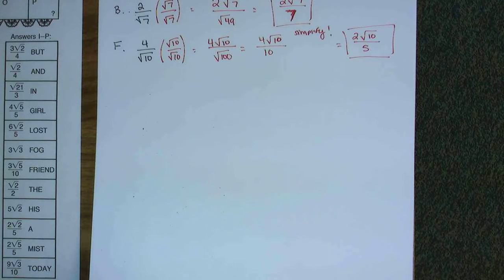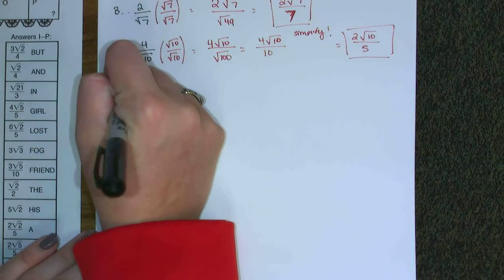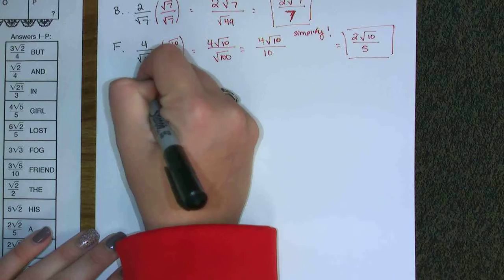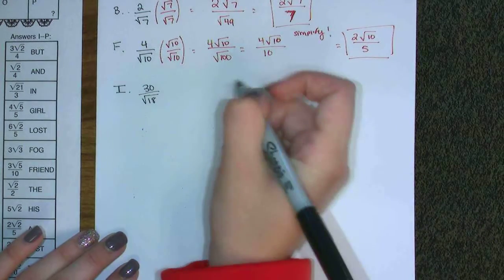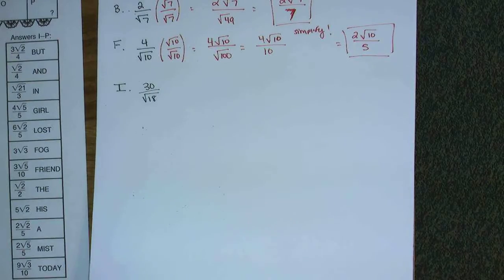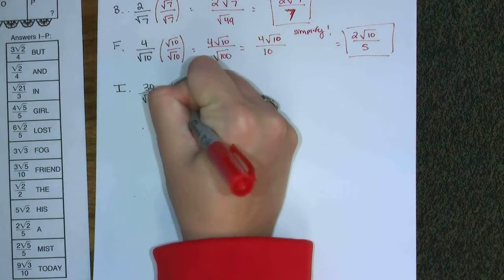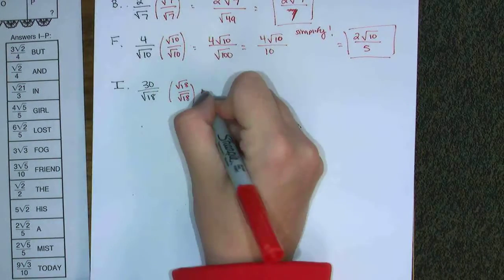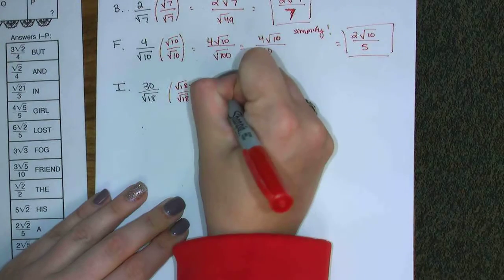Let's go with I on the right-hand side. Do about 2 or 3 more. So I is 30 over the square root of 18. Got to get rid of that radical on the bottom. So multiplying by the square root of 18 over the square root of 18. So that's equal to 30 times the square root of 18 on top.